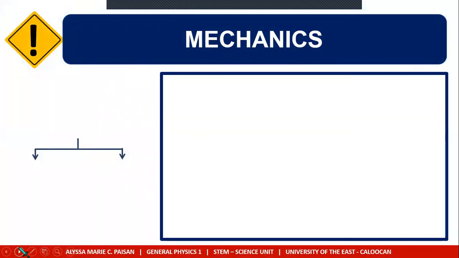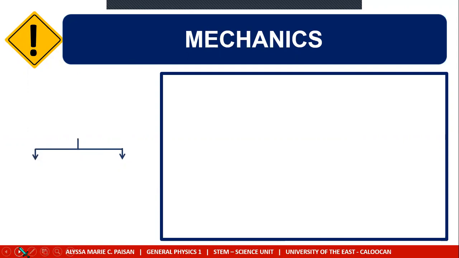First, let's discuss the branch of physics that deals with everything to do with motion. In our introductory lesson, we have defined that there are two major branches of physics, the classical and the modern. Then under classical, we have classical mechanics, optics, electromagnetism, thermodynamics, waves, and acoustics, di ba? So, from here forward, when we say mechanics, that pertains to classical mechanics as well.